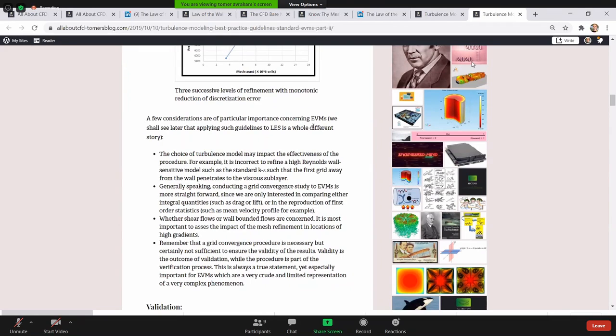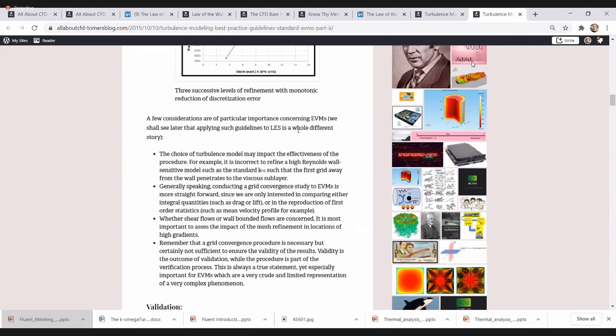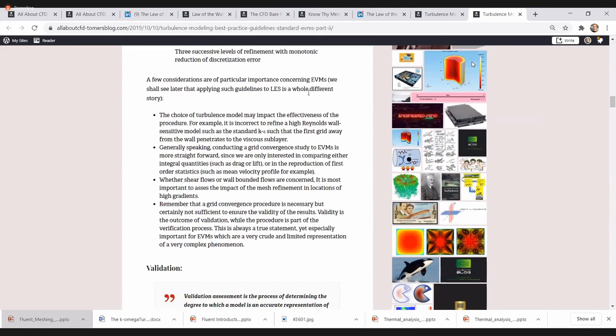A few considerations of particular importance to EVMs, I mean eddy viscosity models. The choice of turbulence model may impact the effectiveness of the procedure. For example, it is incorrect to refine a high Reynolds wall-sensitive model such as the k-epsilon. I mean, you want to do a grid convergence for the standard k-epsilon model? You cannot do that because you cannot enter the viscous sublayer.